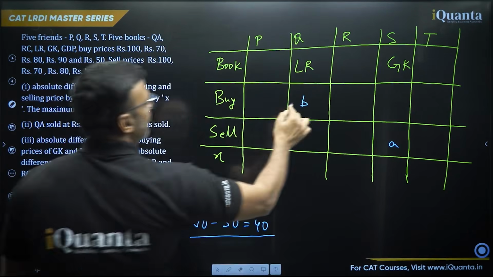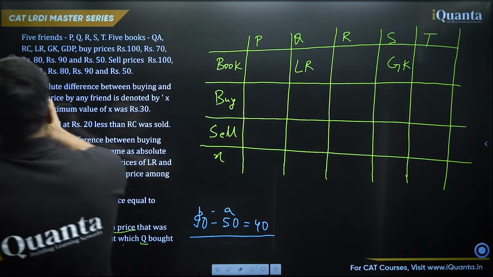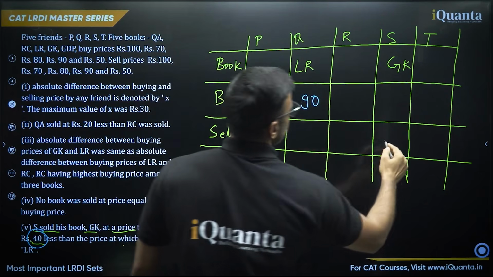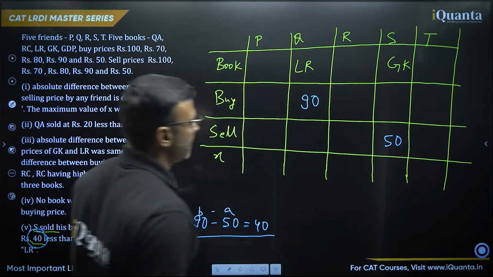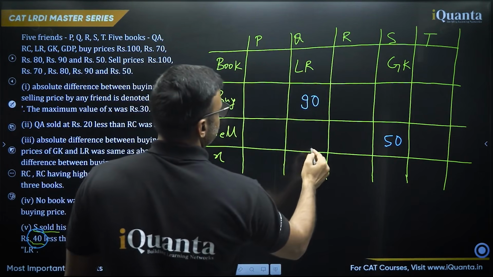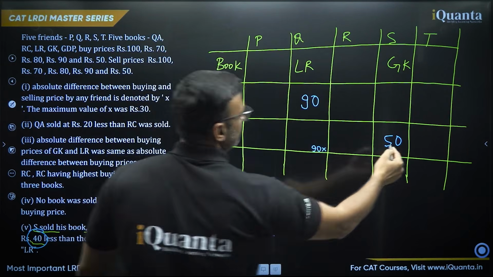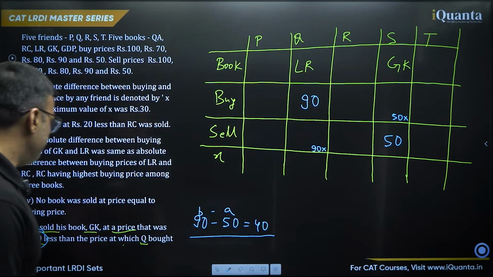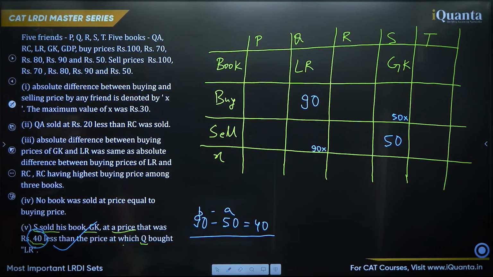So immediately we put those two values here: 90 and this is 50. Fantastic. Now, if 90 is here, the selling price cannot be 90. If 50 is here, the buying price cannot be 50. Very good. So this information is completely used.